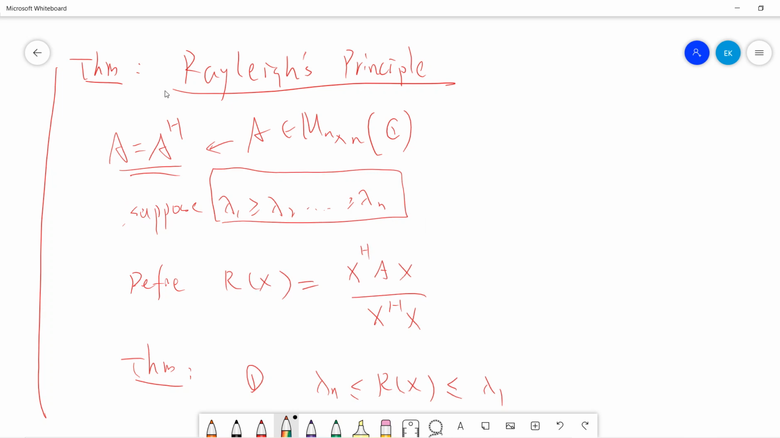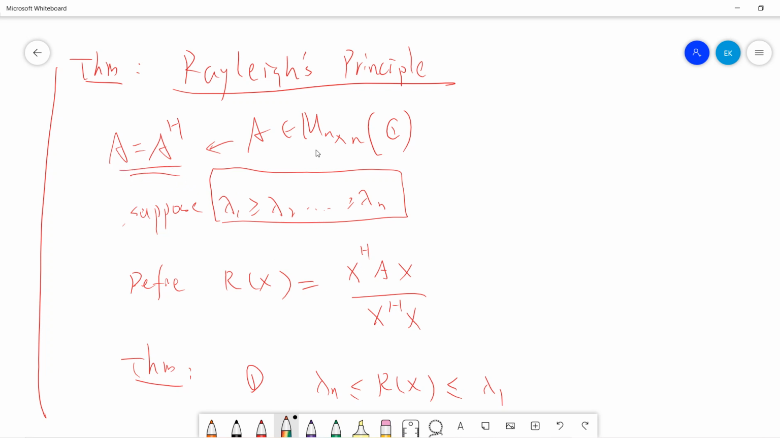Rayleigh's principle is a result that I think is famous in linear algebra and also in quantum mechanics, if you learn about the variational principle. So let's quickly talk about the setting and the results, and then we give the proof.